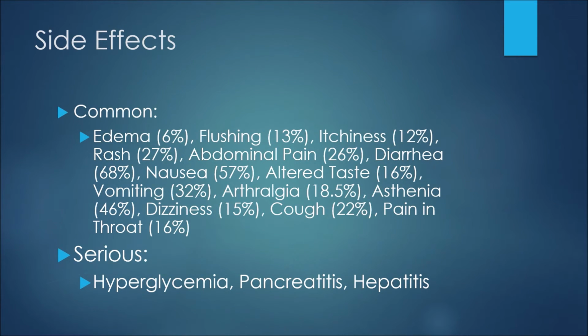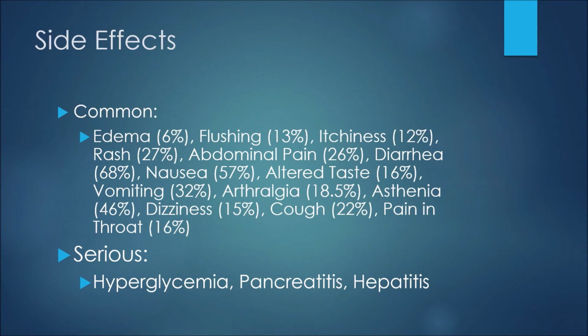As with all medications, there are some side effects or adverse reactions that patients may experience while using Ritonavir, so we'll go over some of those here now. Edema or swelling may happen 6% of the time, while 13% of patients may experience flushing. Itchiness comes in at 12%, and rash at 27%. 26% of patients may experience abdominal pain, and 68% may experience diarrhea. Nausea comes in at a rate of 57%, and altered taste at 16%.